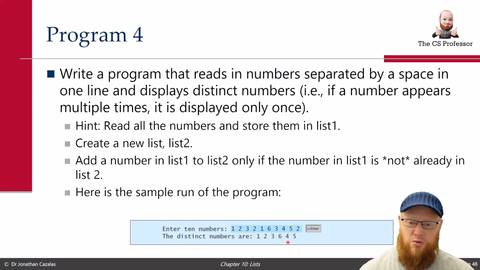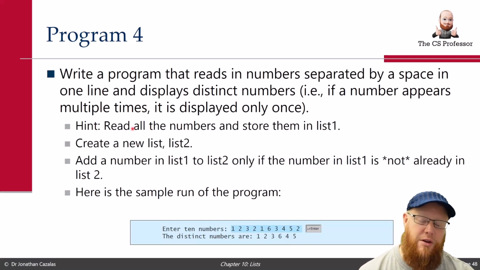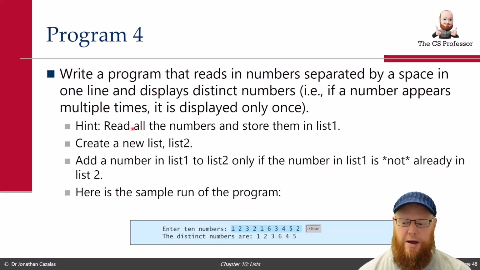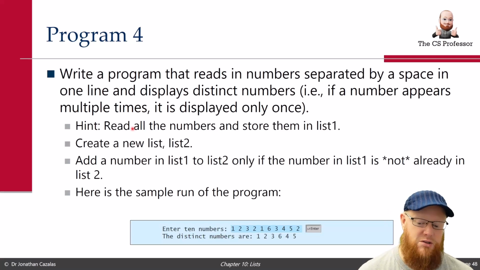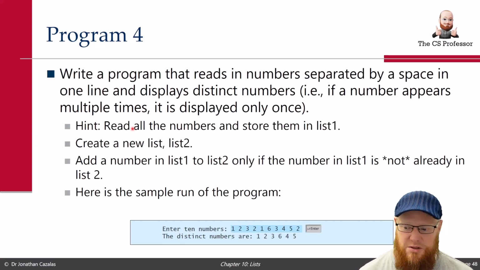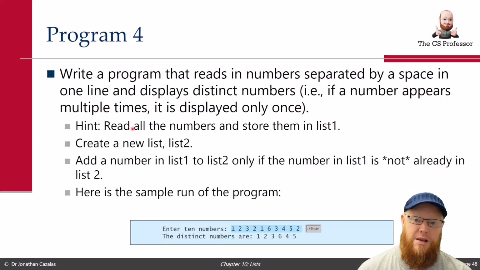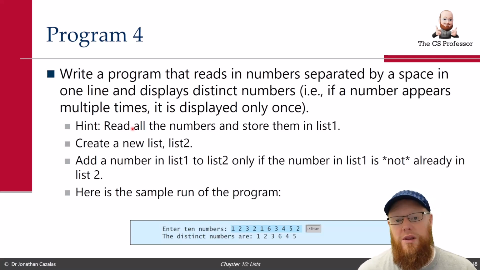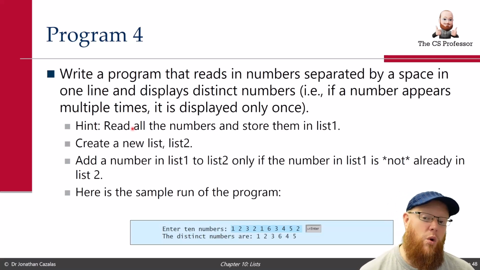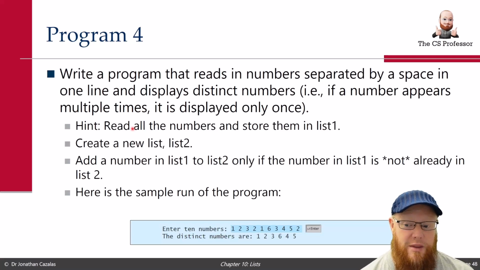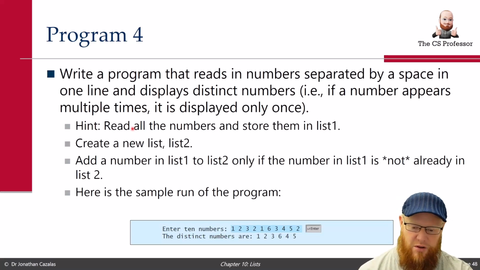So as we always do, before we get to actual coding, problem solving phase, which I have right here on the same page. Hint, read all the numbers and store them into a list. We're going to do that. Then it says create a new list. Let's call it list 2, or maybe I'm going to call it distinct numbers. Add a number from list 1 to list 2 only if the number in list 1 is not already in list 2. And I have on the next page the solution, but let's go code it up live.